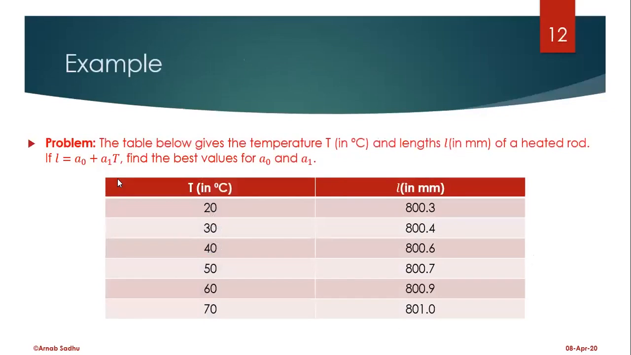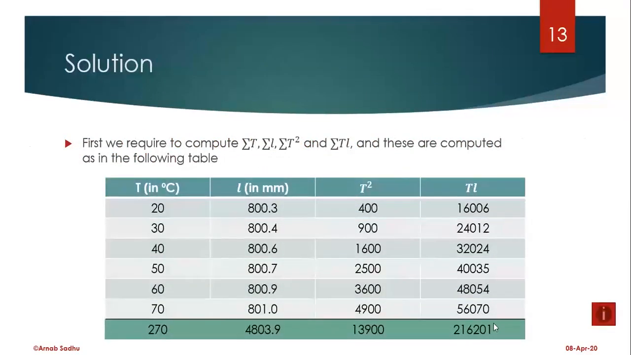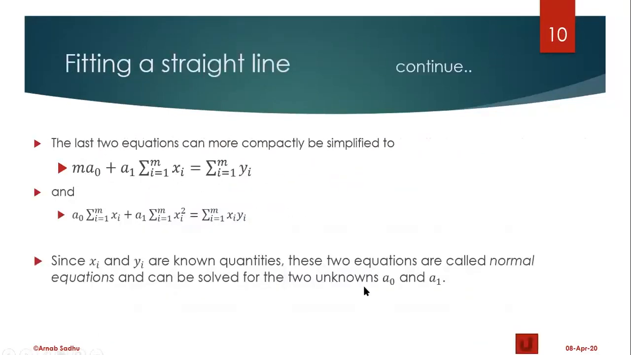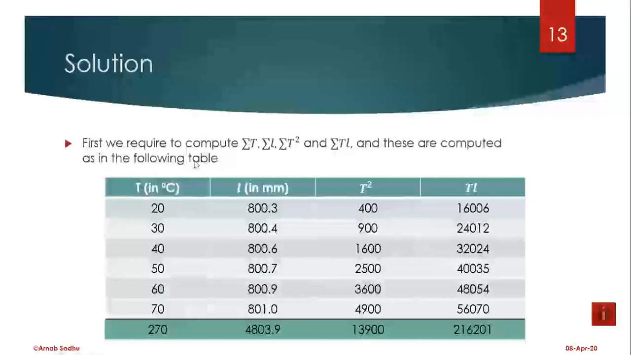This is the table that has temperature T in degree centigrade and length in millimeter of a heated rod. So L is equal to A0 plus A1 T. To find the best values of A0 and A1, we will find these best values using the last equations that we got, that is these two equations. So here we need to find some terms like summation of T, summation of L, summation of T square, and summation of TL. Summation T is 270, and summation L is this. I have found out the summation of all these things.